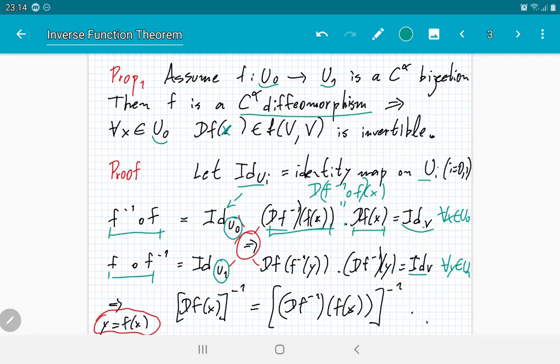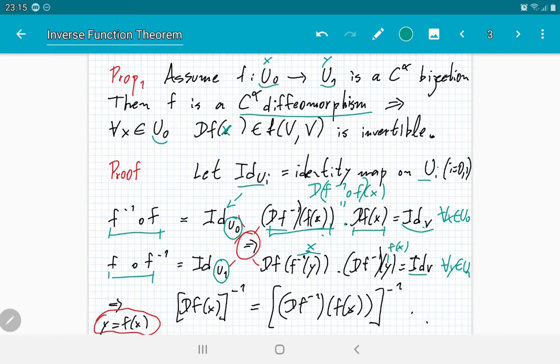Now if I want to put these two things together, the best thing I can do is to take y to be f of x. Remember that f is a bijection, therefore for any y here, there's a preimage x here, a unique preimage actually. And then if I take y equals f of x, I see that above and below I have the same operators, just taking their product in opposite order, right?